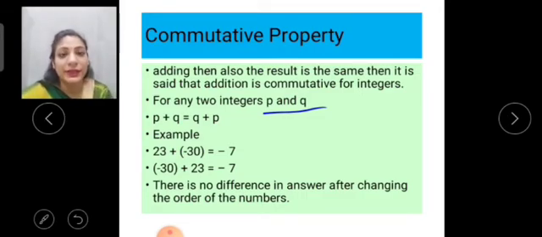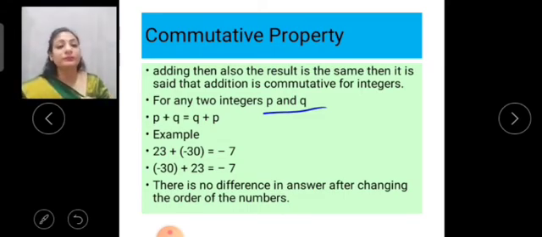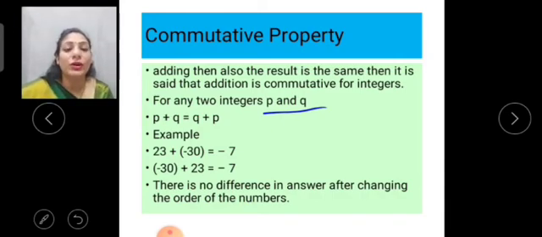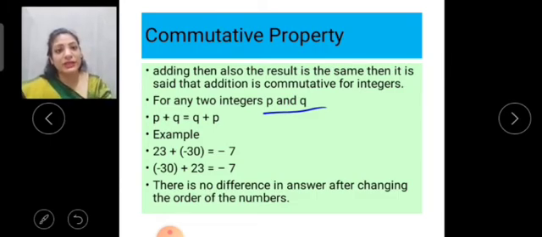For example, here 23 plus minus 30 will be equal to minus 7. And when we change its order, it will also be minus 7. So there is no difference in the answer after changing the order of the numbers. So we can say the integers are commutative under addition.